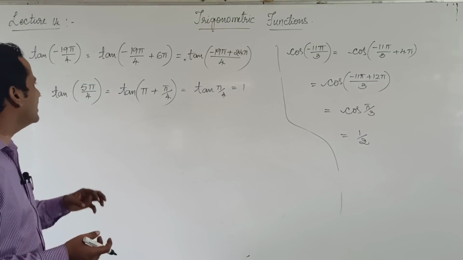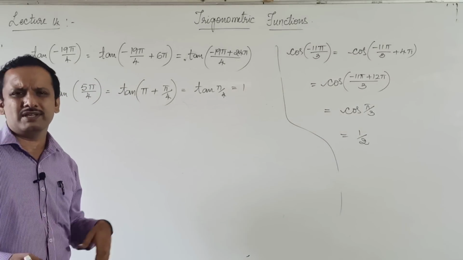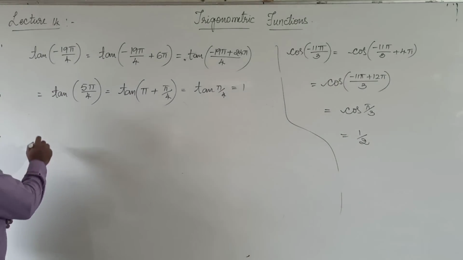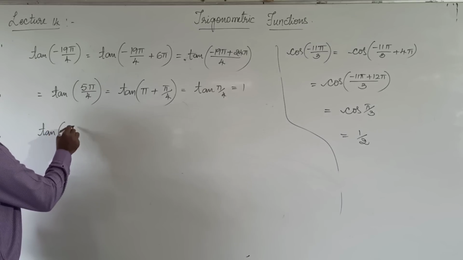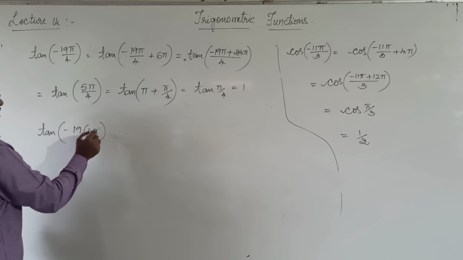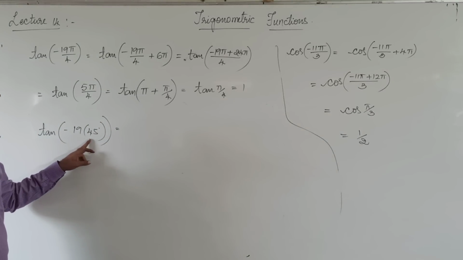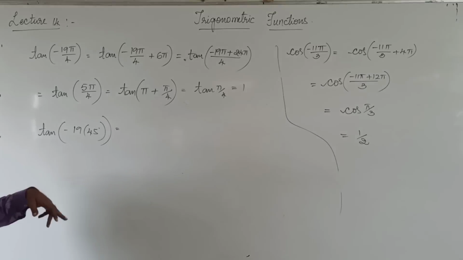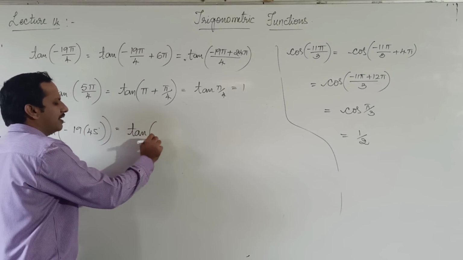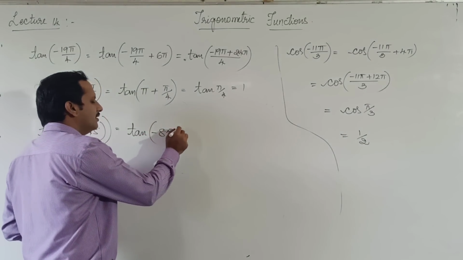If you feel somewhat confused, how do we get to know 5 pi by 4 as pi plus pi by 4, you can always convert this into degrees and you can solve. Say in terms of degrees, what happens? Tan of minus 19 into pi by 4, and pi by 4 is 45 degree. Okay, 19 into 45, what do you get? 20 into 45 is 900 degree. 900 minus 45. So how much you get? Minus 855 degree, right?